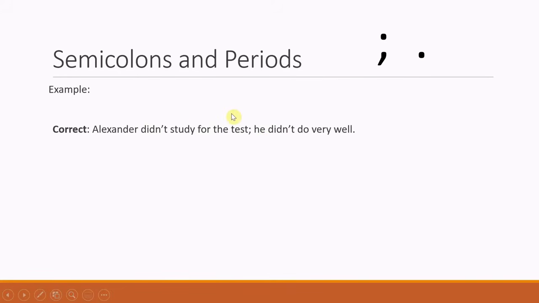Alexander didn't study for the test. Subject, verb, makes sense as a complete idea. On the other side, he didn't do very well. That also makes sense on its own. It's a subject and a verb, and it's a complete sentence.